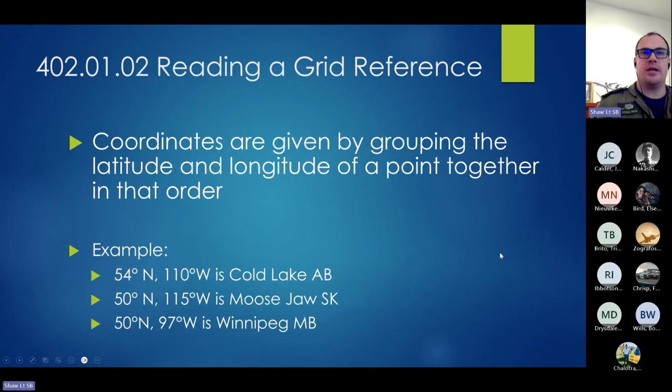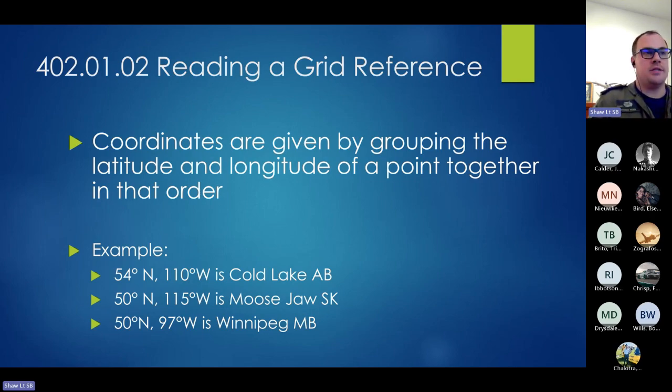Coordinates are given by grouping the latitude and longitude of a point together in that order. So we always do latitude first and then longitude. A couple of examples: 54 north, 110 west is Cold Lake, Alberta. 50 north, 115 west is Moose Jaw, and 50 north, 97 west is Winnipeg. Those are just the general lat-long, and those are just in whole degrees.